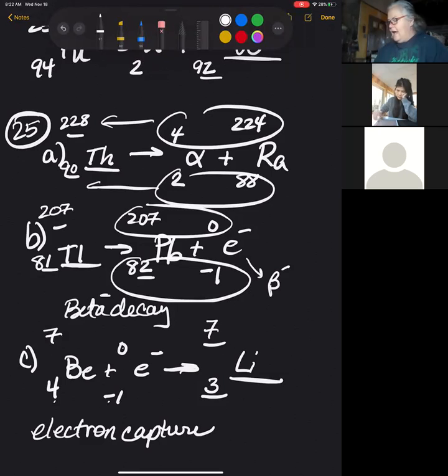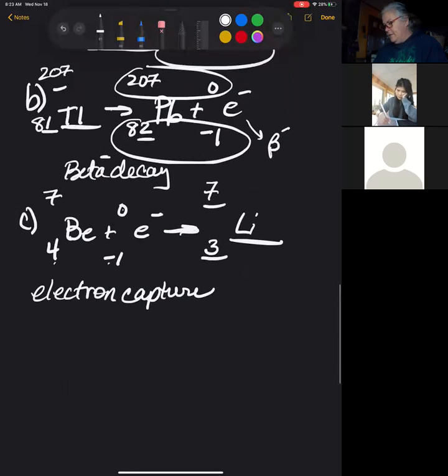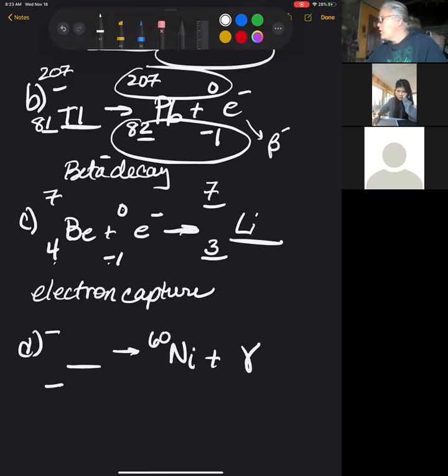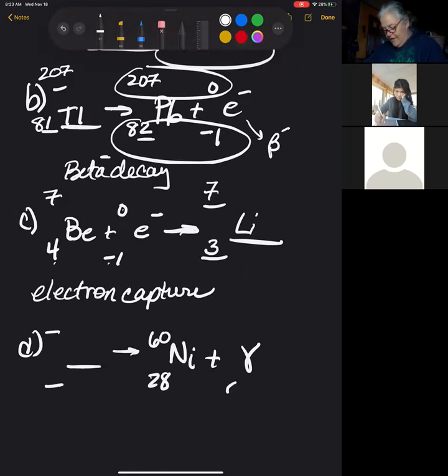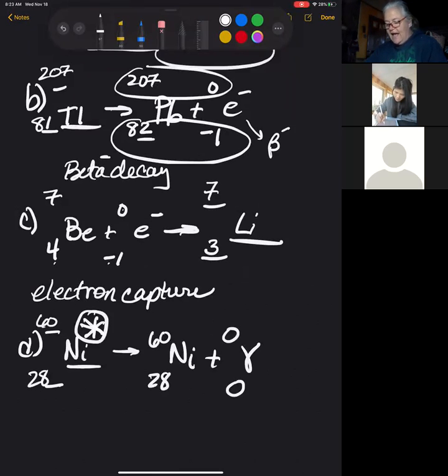All right. Now, the last one is a gamma. So I don't know what that is. This is nickel-60 plus a gamma. Now, gammas are probably really the easiest ones, because gammas are light waves. So they don't have any charge and they don't have any mass. So they don't change what element it is. It's still the same element. It's still nickel-60.